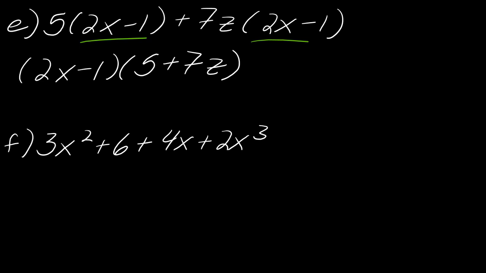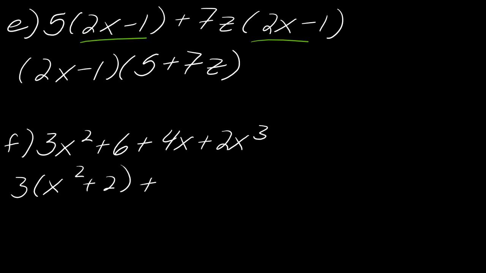Okay, so now moving on to F here. Now what I want to do is just use grouping. In these first two terms, notice that this is 4 terms, right? And in these first two terms, I notice that they have a 3 in common. So this will be 3x squared plus 2.